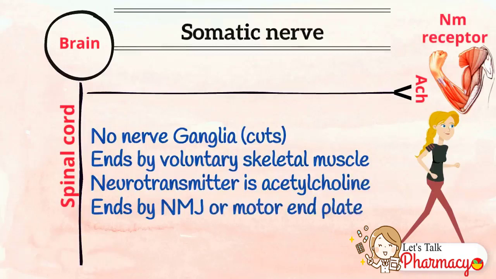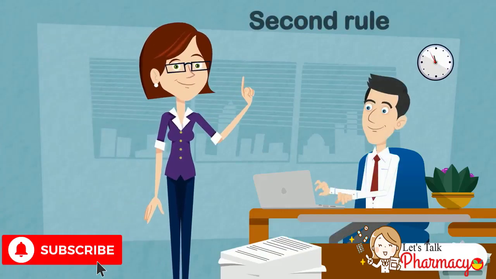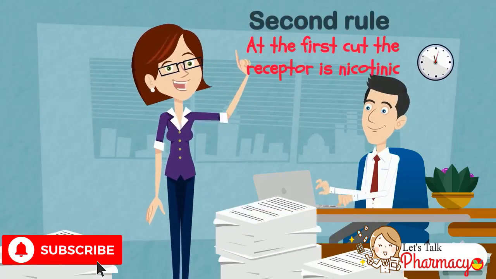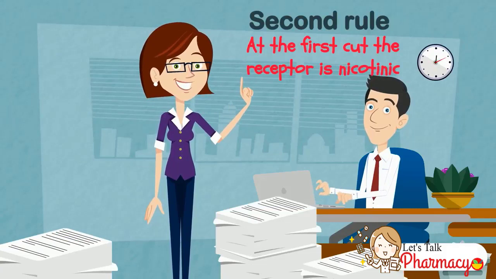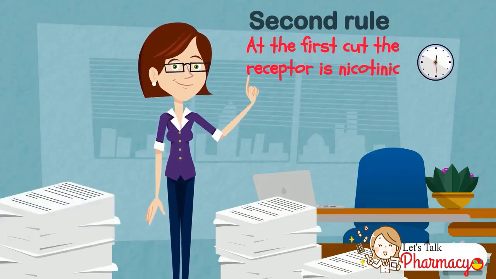At the end, the space between the somatic nerve and the skeletal muscle is called motor end plate, or the neuromuscular junction. And the receptor on the muscle is NM receptor, which stands for nicotinic muscular. Now it's time for the second rule. Usually, at the first cut the receptor is nicotinic, and its type changes according to the type of the nerve.